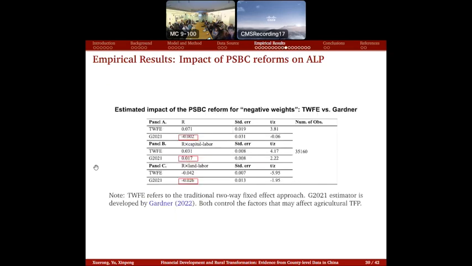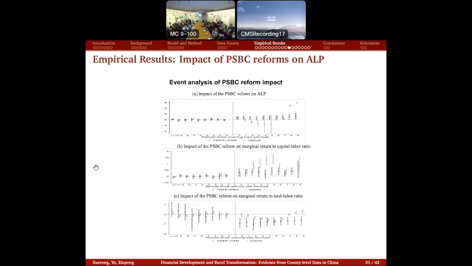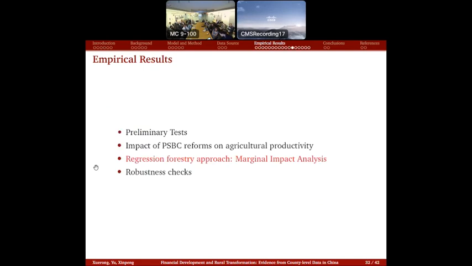And after we adjusted the negative weights problem, you can see here that the direct impact cannot be very significant, or the mechanism behind the capital labor ratio will still be positive and the land labor ratio will still be negative. That is strong. And after we see the inventory analysis, it gives a similar pattern with the previous analysis.